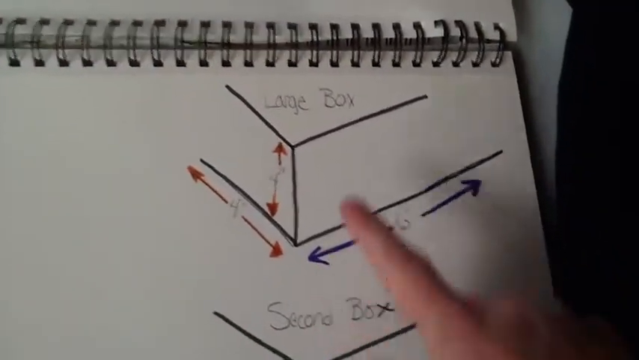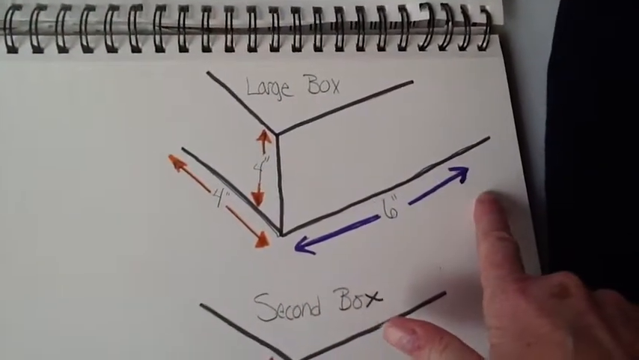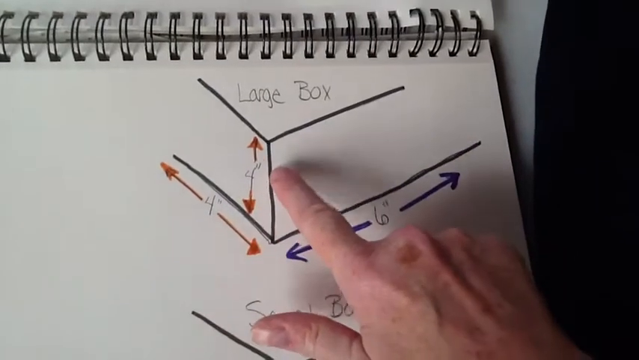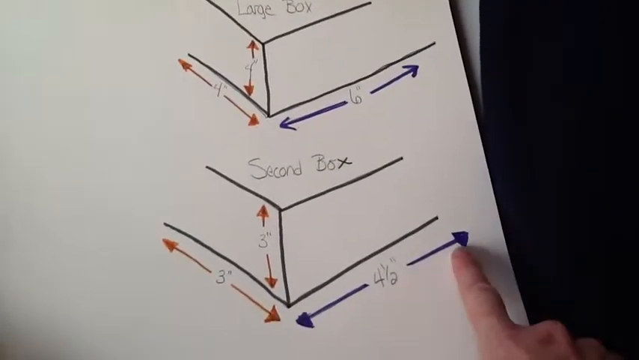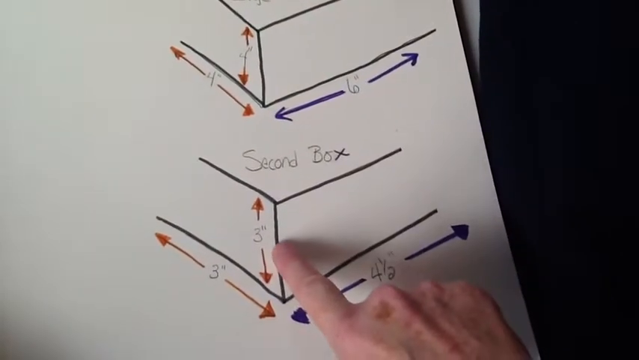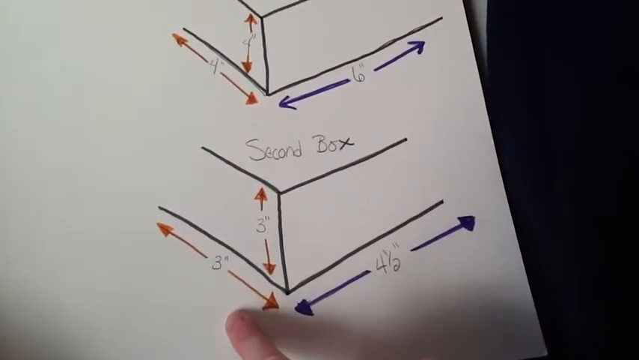So for our second largest box, if we look at this closer, our large box is 6 inches in length, 4 inches in width, 4 inches in height. For the second largest box, it'll be 4.5 inches in length, 3 inches in height, 3 inches width.